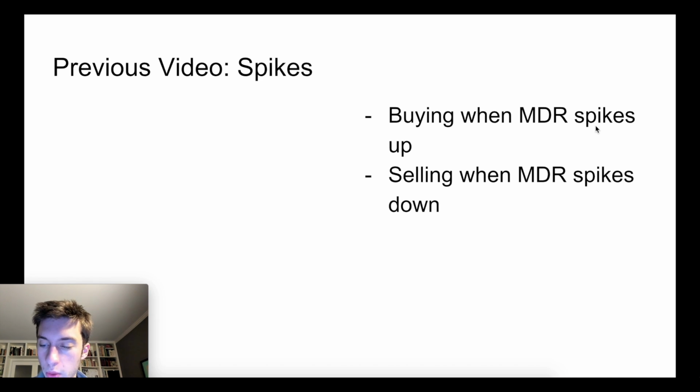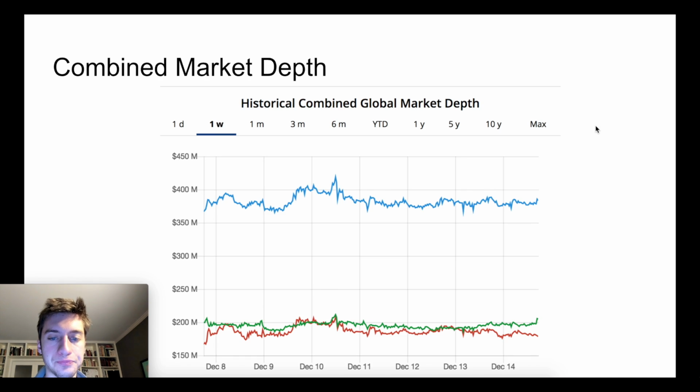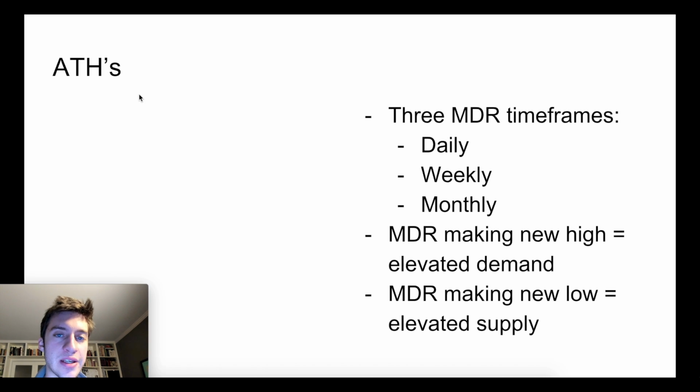And that's really what we're going to be doing and looking at today. Our all-time highs in the MDR. And when we see an all-time high in MDR, with positive MDR, then that's when we want to buy. And when we see an all-time low, that's typically when we want to sell.